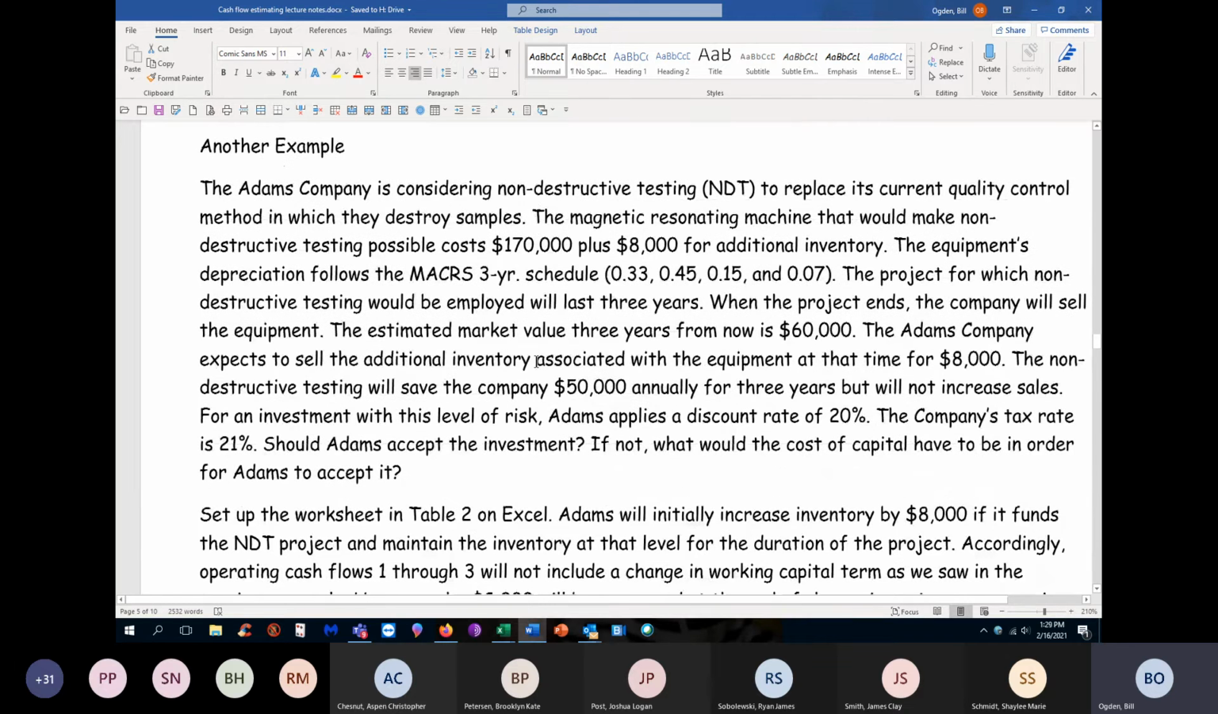All right, so let's do another example of the Adams family. Get that? Adams family, not Adams Company. Anyway. All right. So the Adams Company is considering non-destructive testing to replace its current quality control method in which they destroy samples. A magnetic resonating machine would make non-destructive testing possible. Costs $170,000, plus they have to invest $8,000 in inventory.